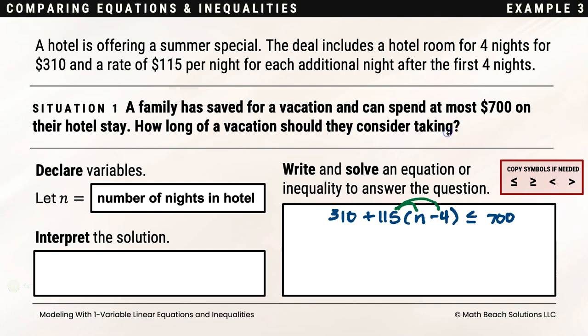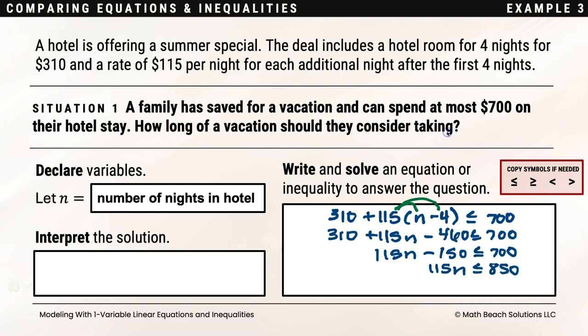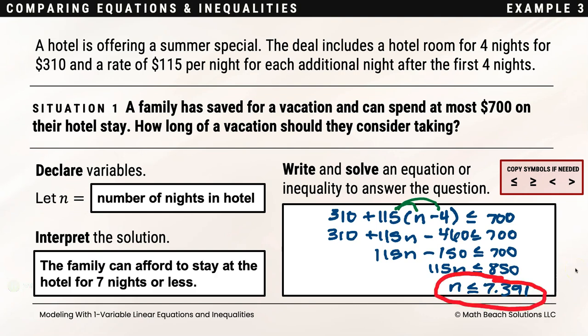Then we need to distribute, combine like terms, add 150 to both sides, and divide both sides by 115, and we see that our solution is n is less than or equal to 7.391. The family can afford to stay at the hotel for 7 nights or less.